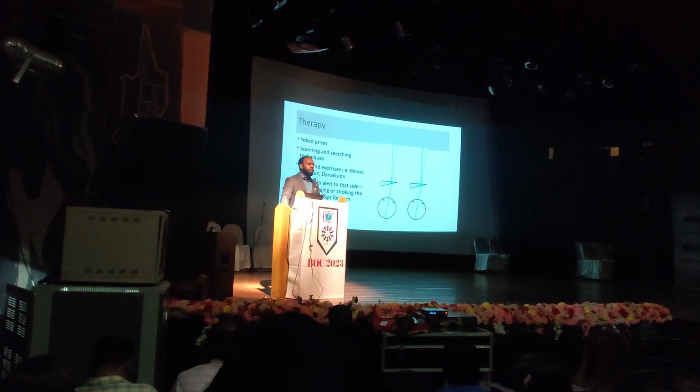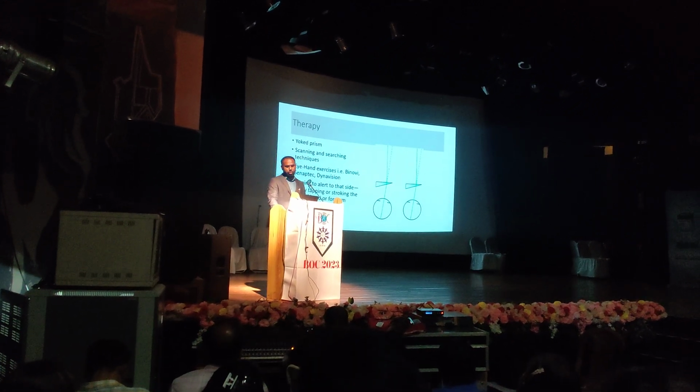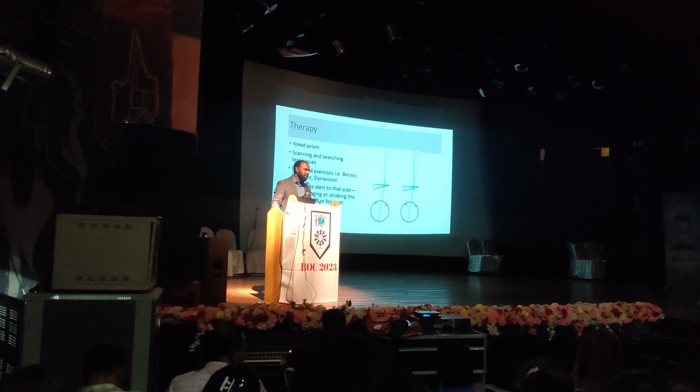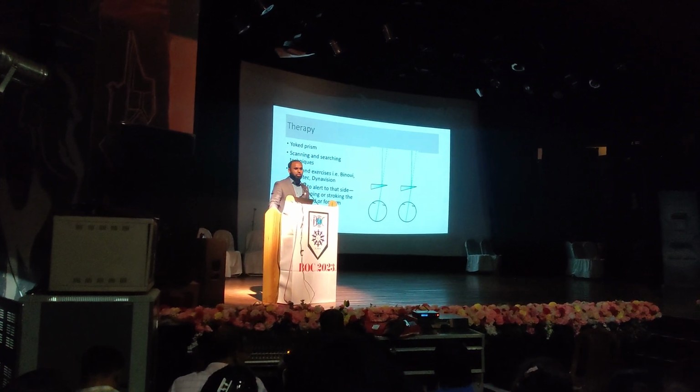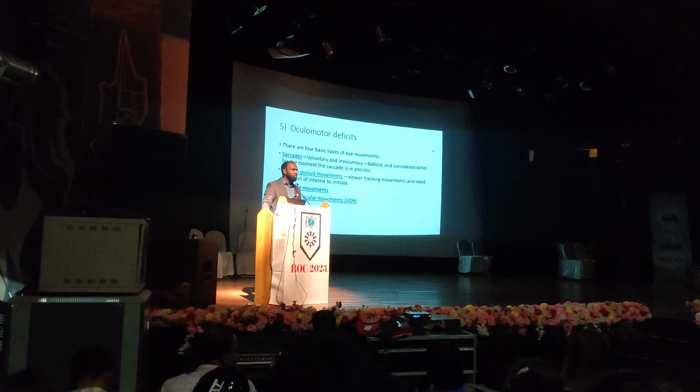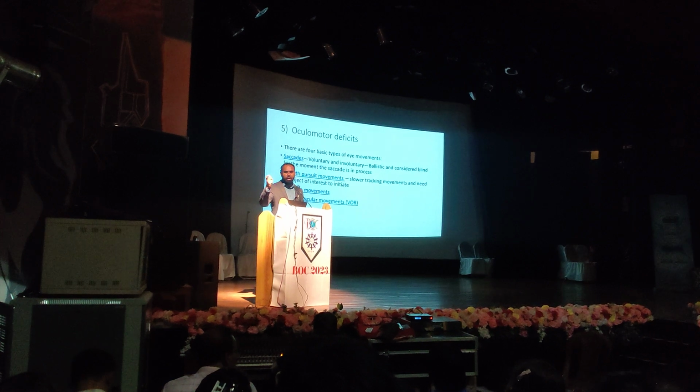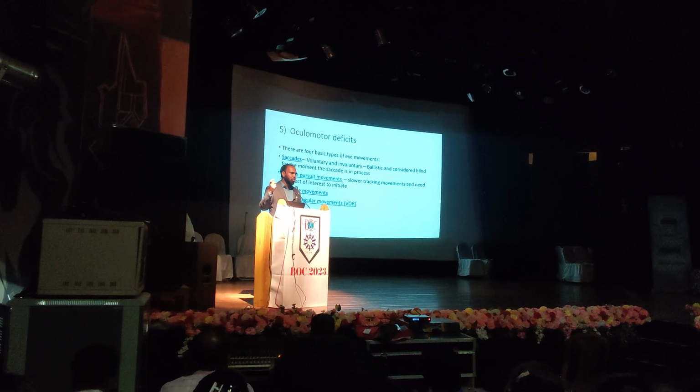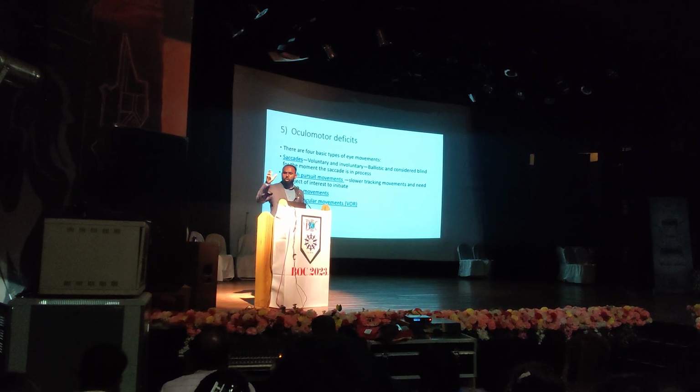So therapy, again, yoke prism is very important. Along with that, a lot of therapy is there that is not possible to say here. Fifth point is the oculomotor defect. In oculomotor defect, what you have to see is eye movement: saccadic eye movement, pursuit, and fixation. So all 3 points you have to see properly.